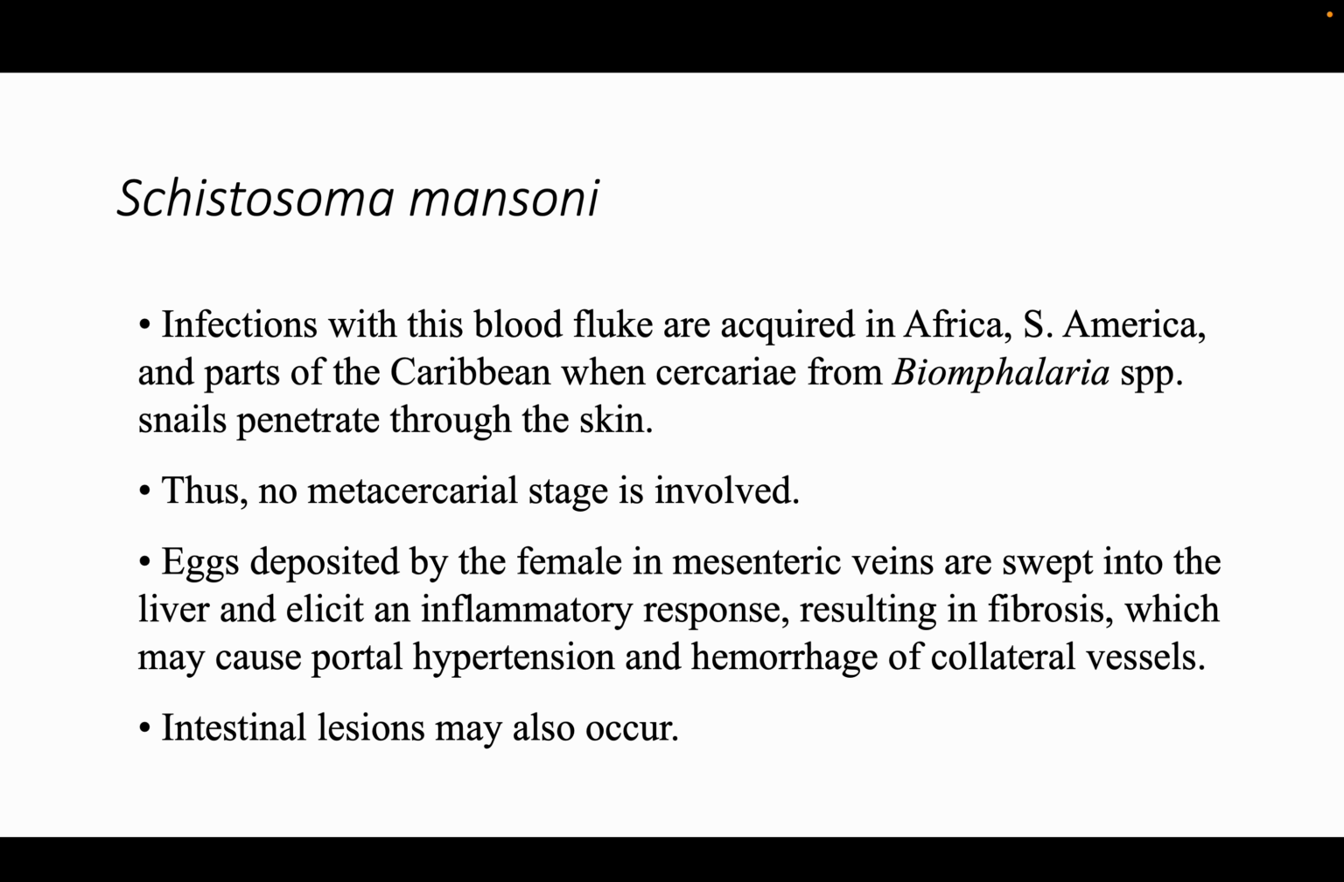So for Schistosoma mansoni, the eggs are deposited by the female in its preferred tissue or habitat, which is the mesenteric veins. They're swept into the liver, and they can elicit an inflammatory response. It can cause fibrosis, or extra tissue development, in the site where they lodge. This process can cause portal hypertension and hemorrhage of related blood vessels. Also, lesions may occur associated with parasitic invasion in the definitive host.